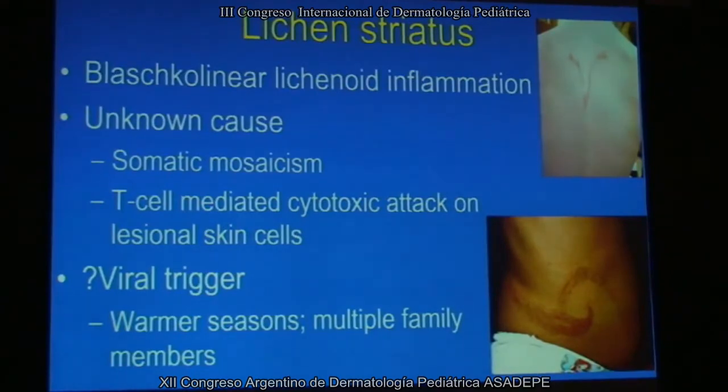The cause of lichen striatus is unknown, but the blaschko-linear distribution would suggest an underlying mosaicism.